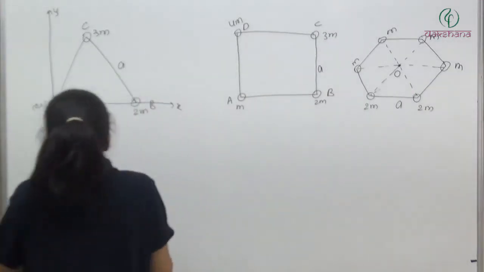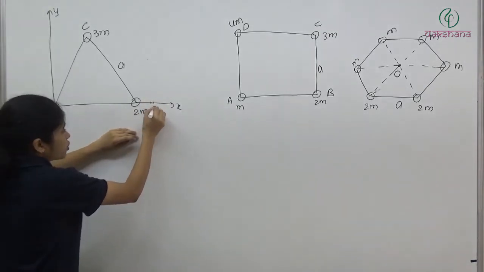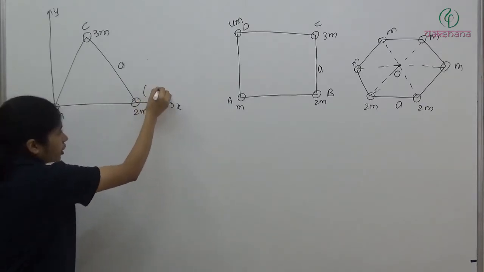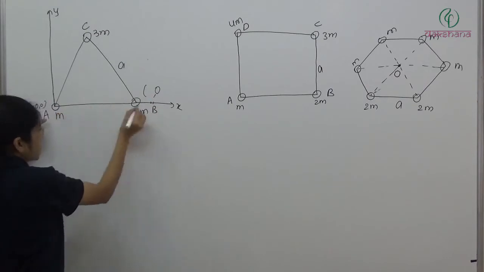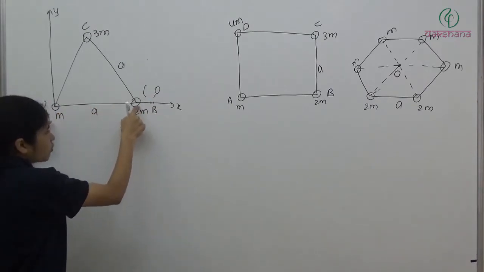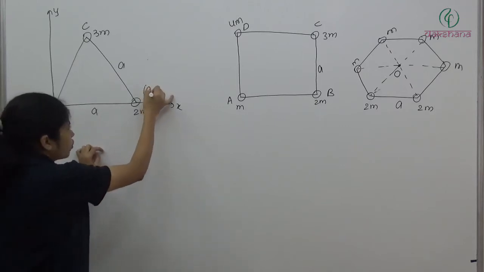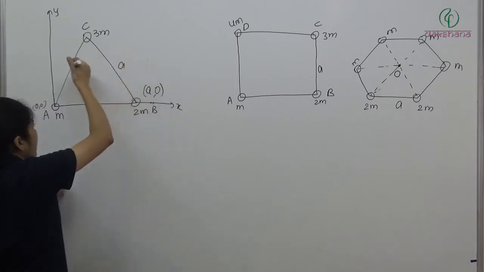Clear? So now, can you find out the coordinates of mass 2m? Yes, it is lying on the x-axis, so its y coordinate is 0, and this length is a, so this will be x equal to a. So its coordinates are a, 0. Now we know this length is a, this length is a.